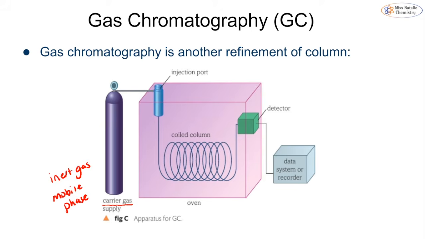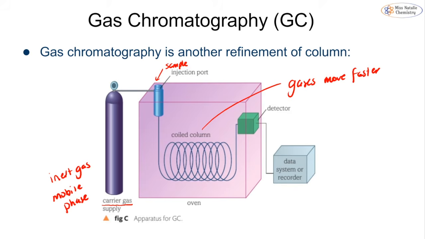And we have everything else sort of contained inside this oven. So we have our sample being injected through the injection port, and then it passes into this coiled column. We need the column to be quite long to allow for the gases to separate, because of course, in the oven, the gases are going to move faster and the particles are going to be randomly moving. That's just the nature of a gas.